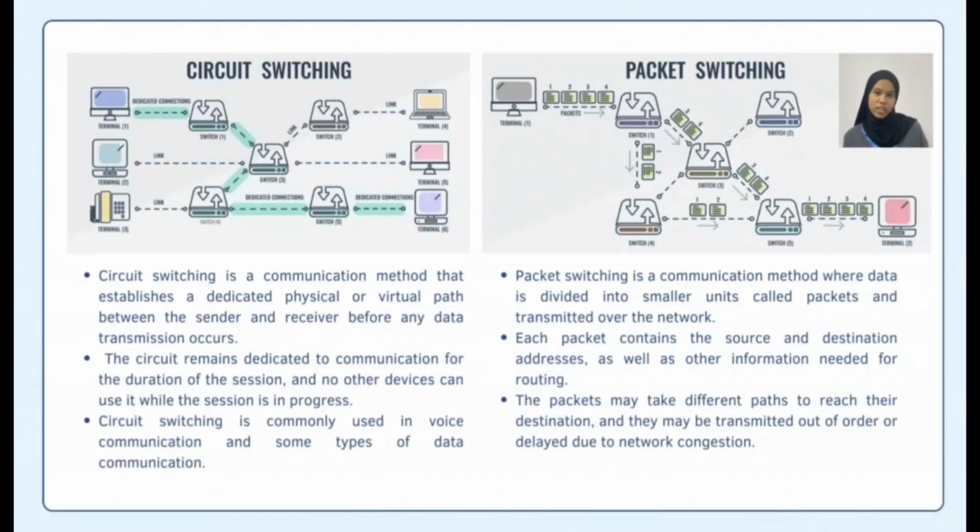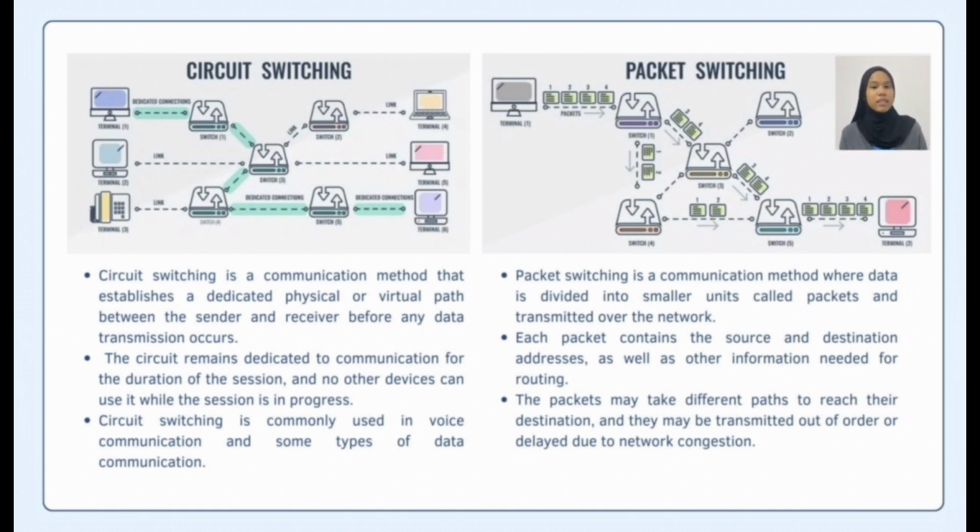What is circuit switching? Circuit switching is a communication method that establishes a dedicated physical or virtual path between the sender and receiver before any data transmission occurs. The circuit remains dedicated to communication for the duration of the session, and no other device can use it while the session is in progress. Circuit switching is commonly used in voice communication and some types of data communication.